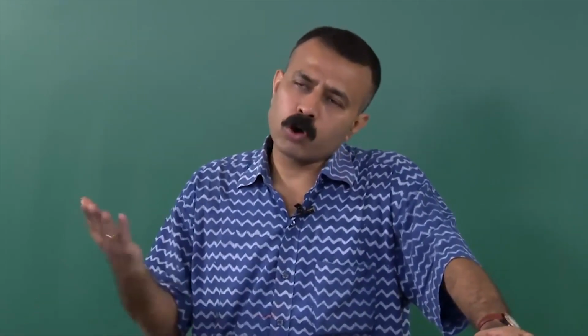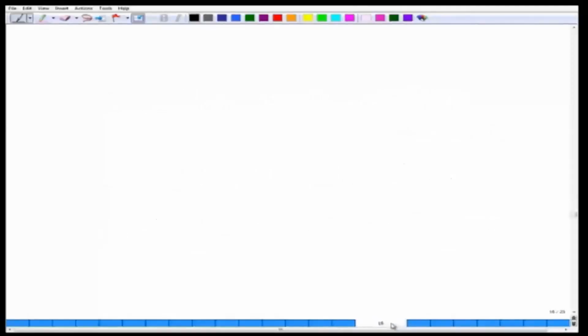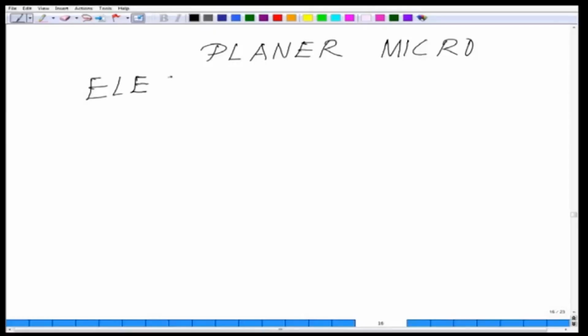Same thing happens when you grow cells on top of electrodes. Some of the devices which are used by the drug industry for such things are called planar microelectrode arrays.